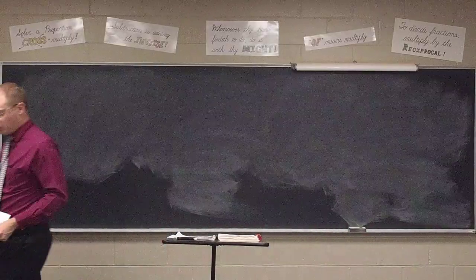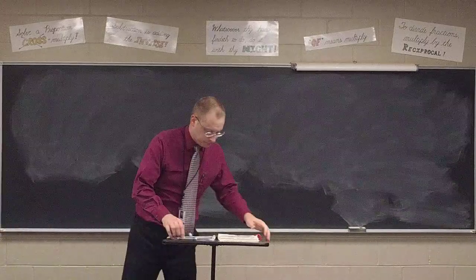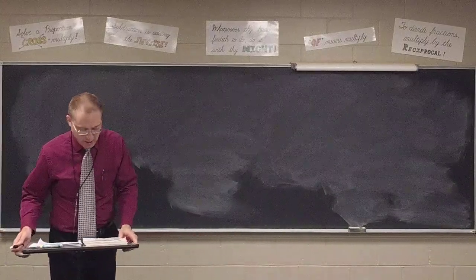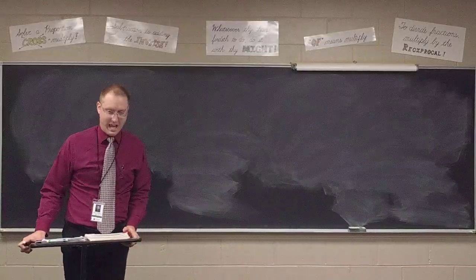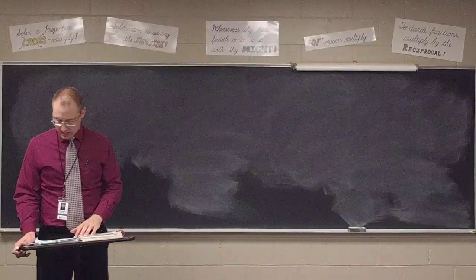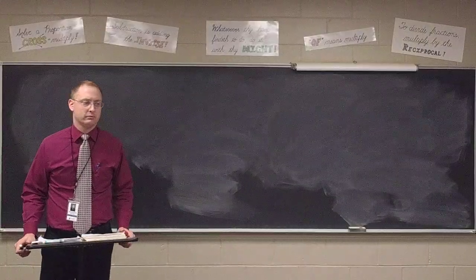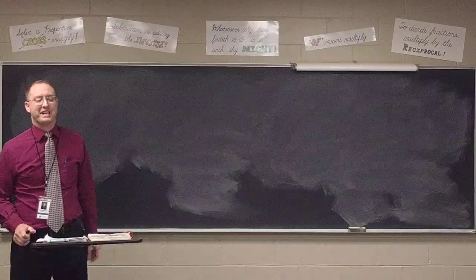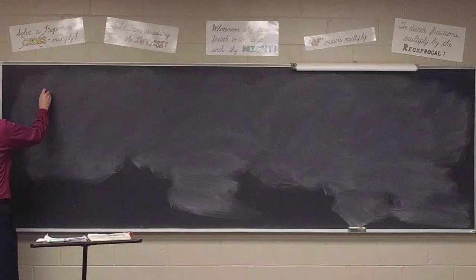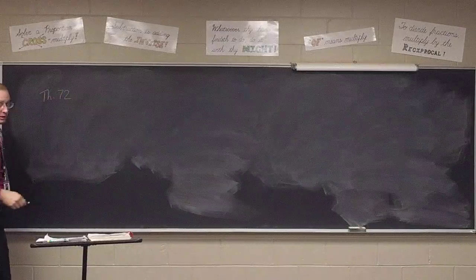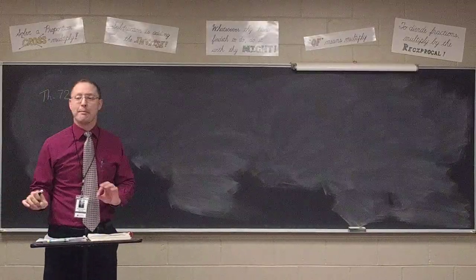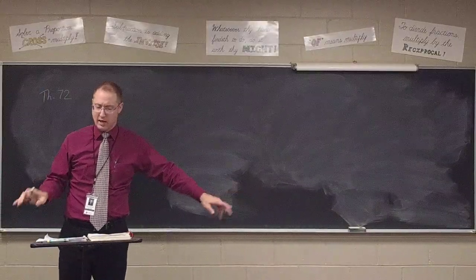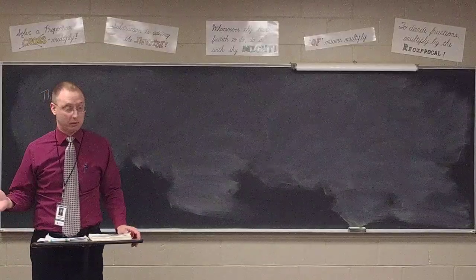Theorem 72. It says this. If two triangles have an angle of one equal to an angle of the other, that's not a lot of information, is it? Just one angle of one happens to equal an angle in the other. Okay, that's not that much knowledge. That doesn't even make them similar, right?